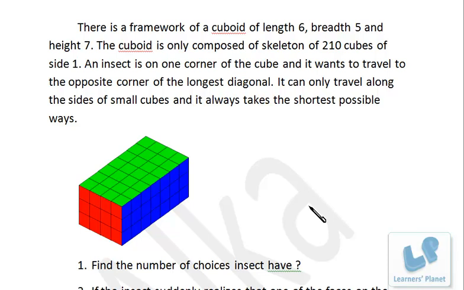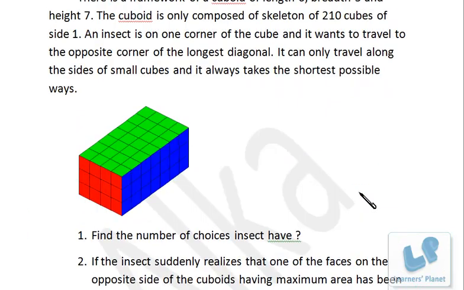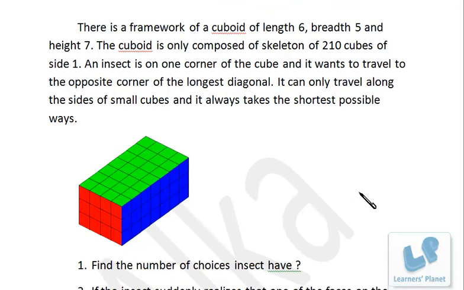Now you might have understood the method for a 2D figure. The same funda we have to apply for a 3D figure, right? Here I have given you a picture of a 3D figure, a cuboid. The dimensions of this cuboid and the given cuboid are different, but the concept will remain the same. Now the insect has to start from this point and reach this point. What are the steps that it has to take? What is the number of steps?